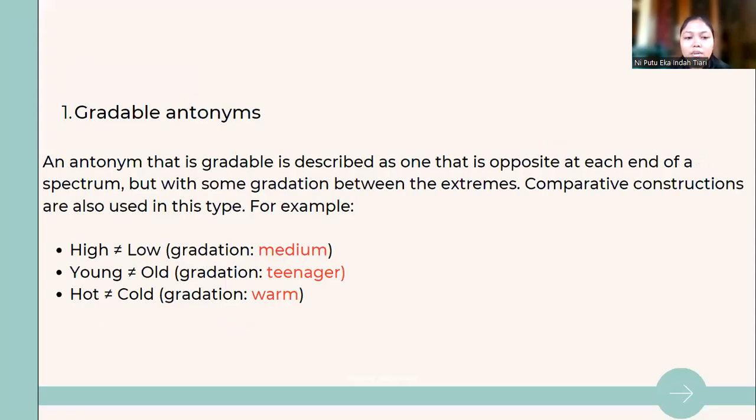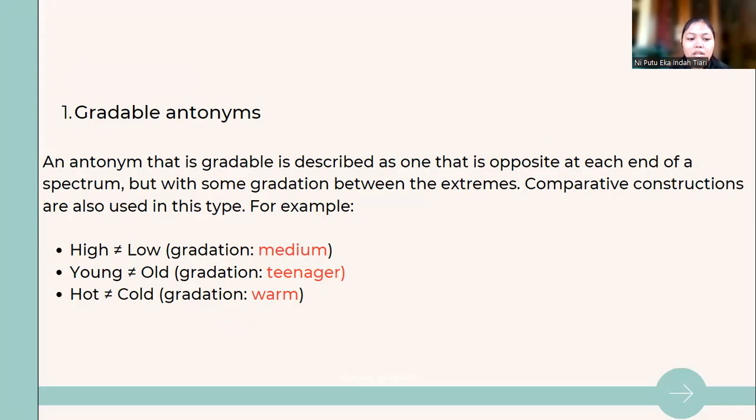The first one is gradable antonyms. An antonym that is gradable is described as one that is opposite at each end of a spectrum, but with some gradation between the extremes. Comparative constructions are also used in this type.